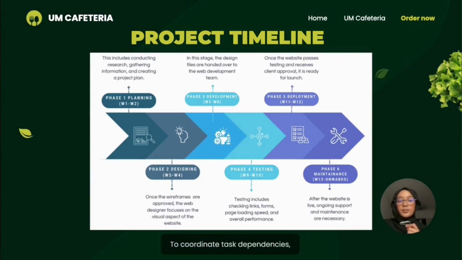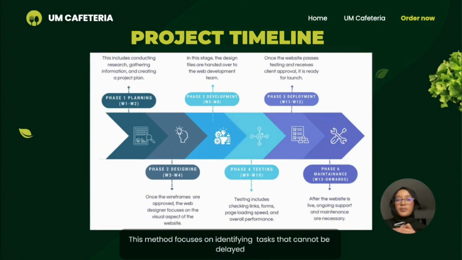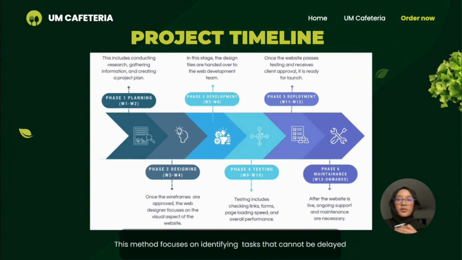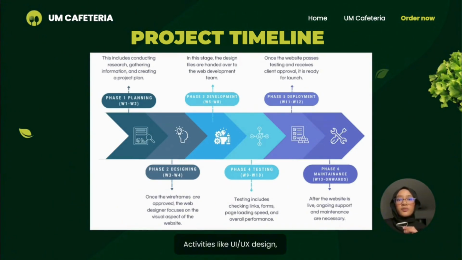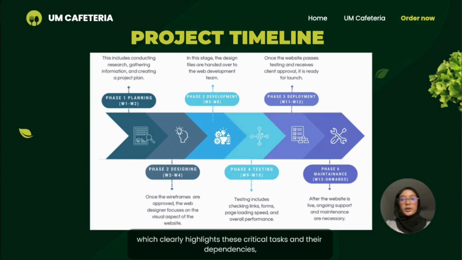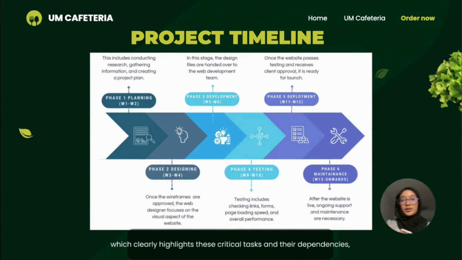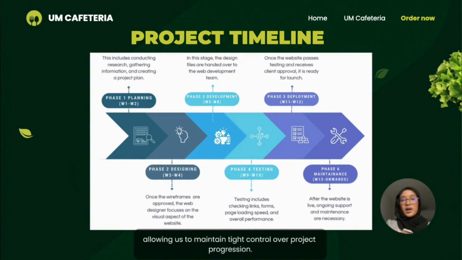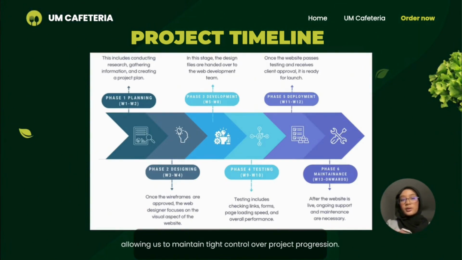To coordinate task dependency, we adopted the critical path method, or CPM for short. This method focuses on identifying tasks that cannot be delayed without impacting the entire project duration. Activities like user interface design, programming, payment integration, and final testing are placed on the critical path. This timeline is visualized using a Gantt chart, which clearly highlights these critical tasks and their dependencies, allowing us to maintain tight control over project progression.